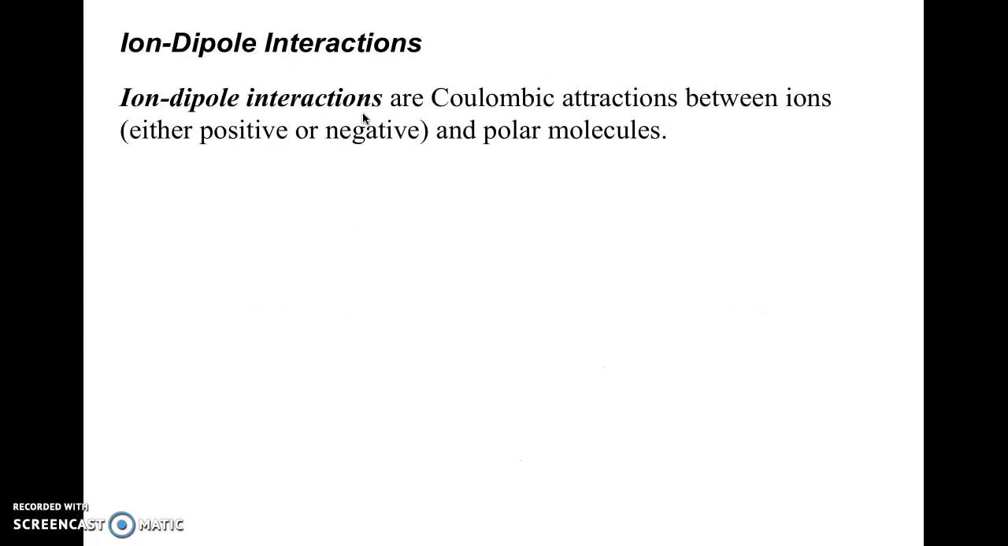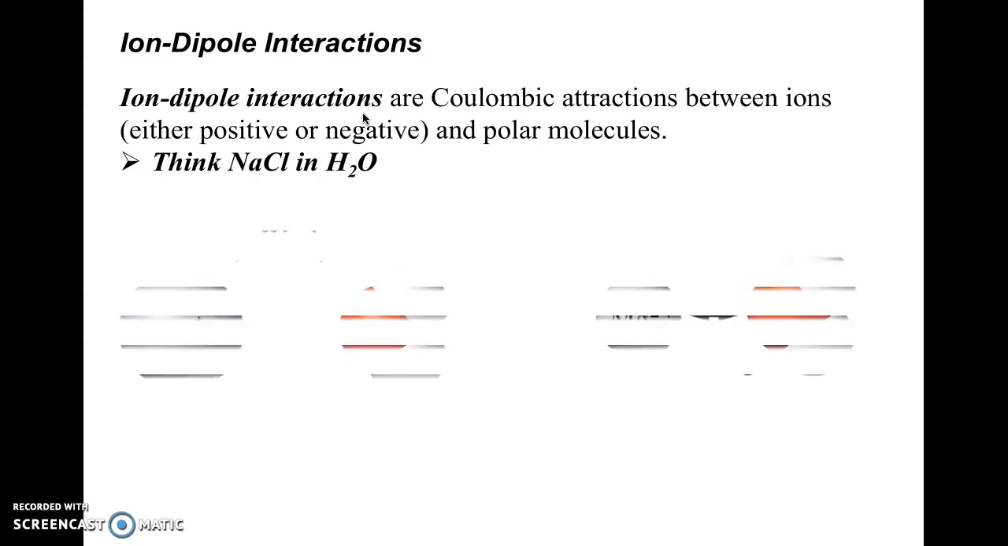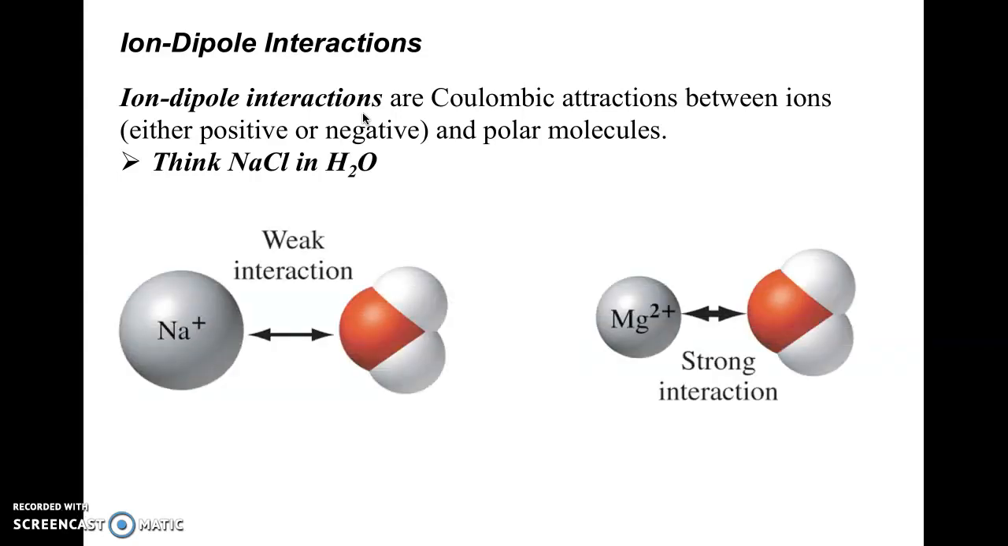All right, the last one is ion-dipole, and so ions have a positive charge or a negative charge, and therefore they are going to be attracted to polar molecules. And an example is sodium chloride, which is an ionic compound. Sodium is positive, chlorine is negative, and it dissolves in water quite well because of this interaction.